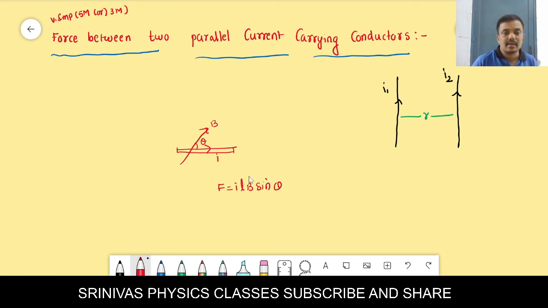That means if any current carrying wire is kept in a magnetic field, how do you keep the current wire in the magnetic field? Just keep the wire in between the north and south poles of the magnet, then automatically the wire is in the magnetic field. When the current wire is kept in the magnetic field, it experiences force. The force formula is ILB sin theta. You know very well, students? Yesterday we discussed this one. Yes or no?